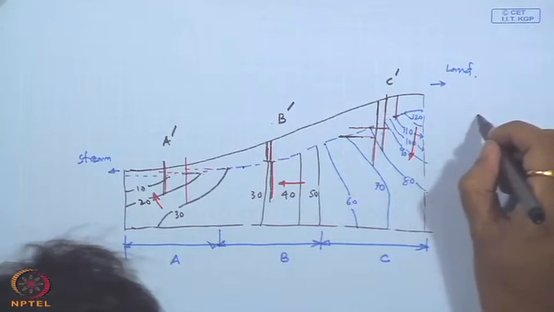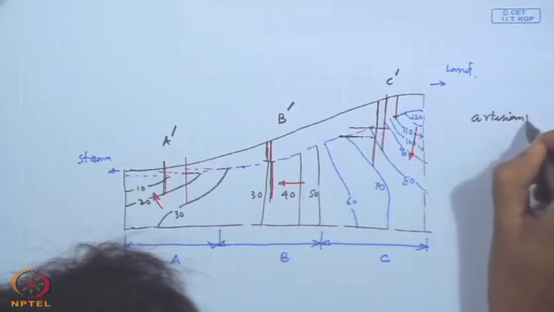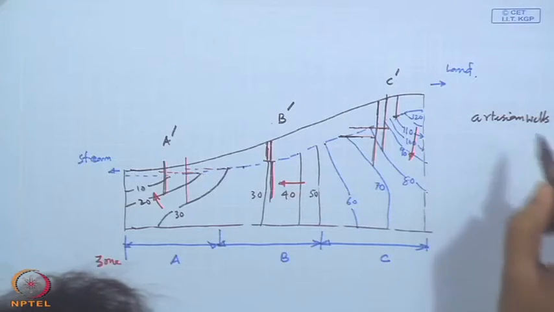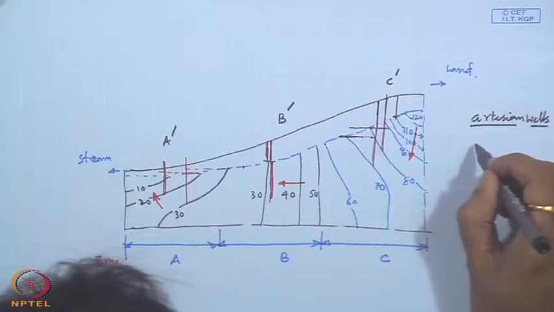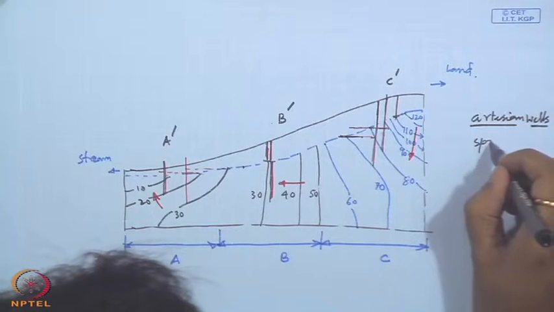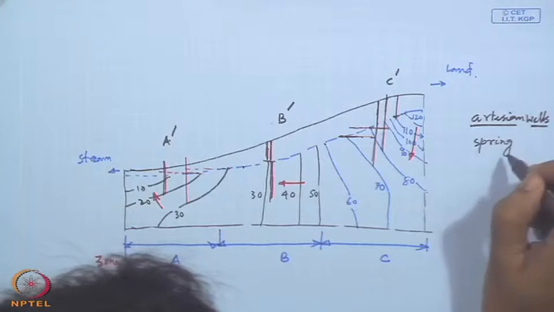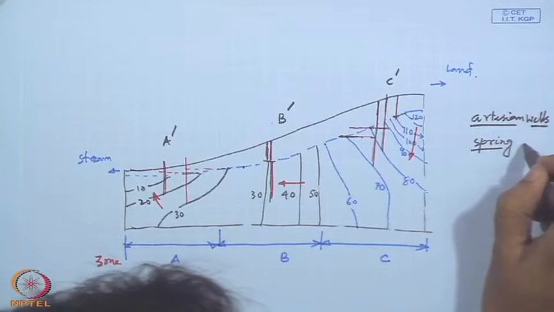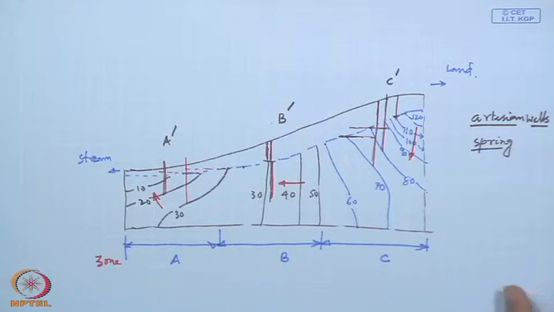So, artesian wells: if we install wells and the water comes out spontaneously, then we say that this is an artesian well, and if the water comes out naturally to the surface, then we say that these are springs.